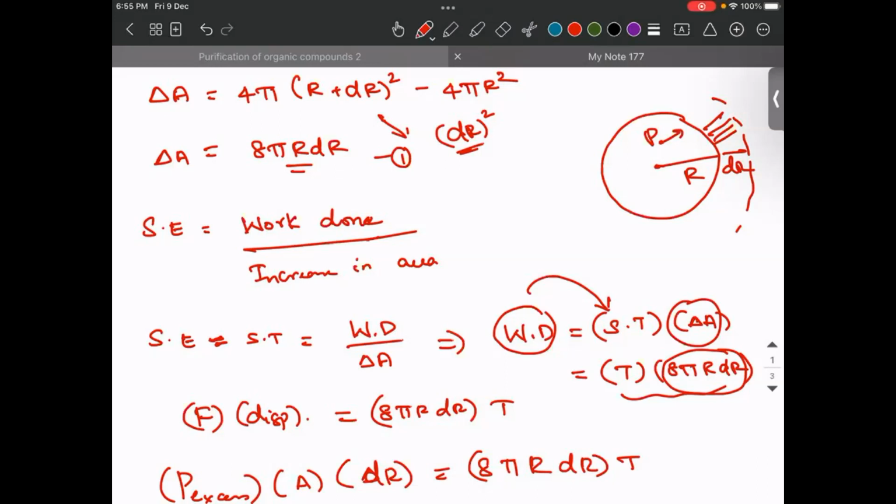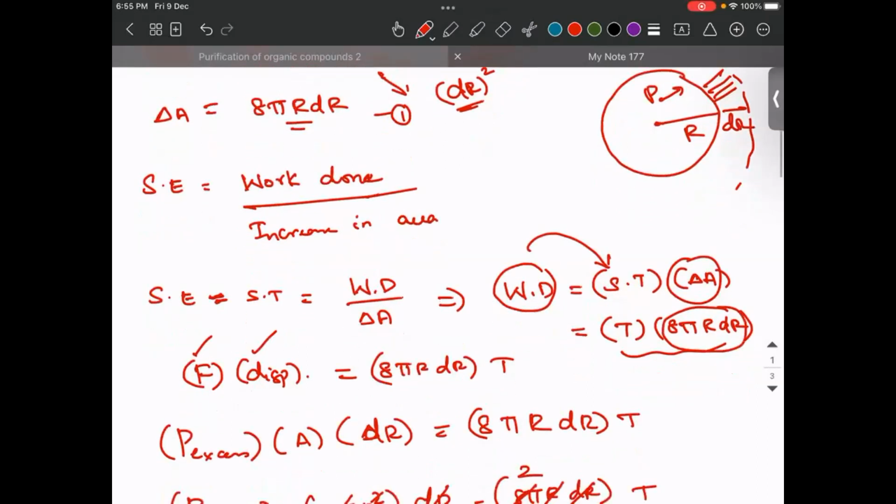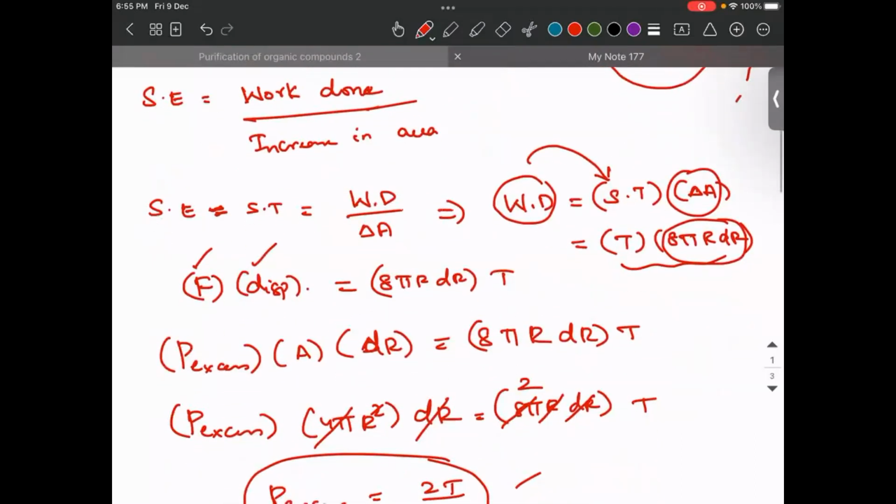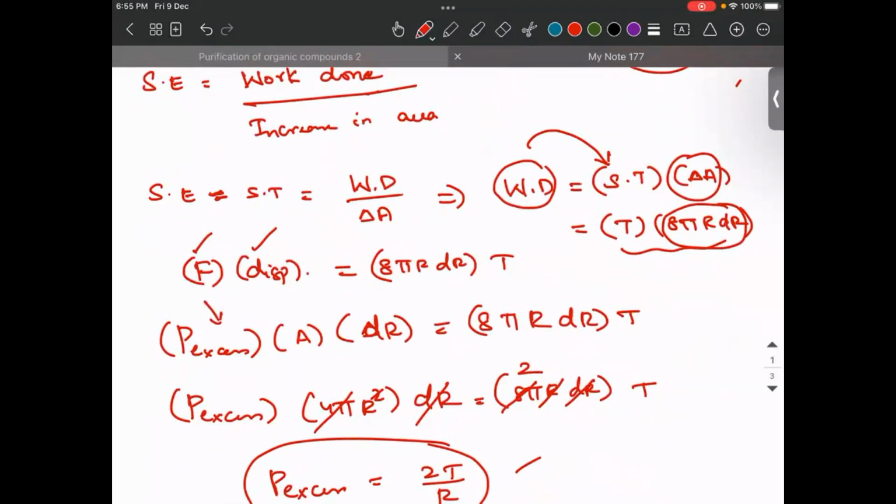So what is the work done formula? Work done is force into displacement. On the left hand side, I am writing the mathematical expression for work done. On the right hand side, I have already written the work done in terms of surface tension. So when you take these values and solve, in place of force I wrote P excess into A, into dr is equal to 8 pi r into dr into T.